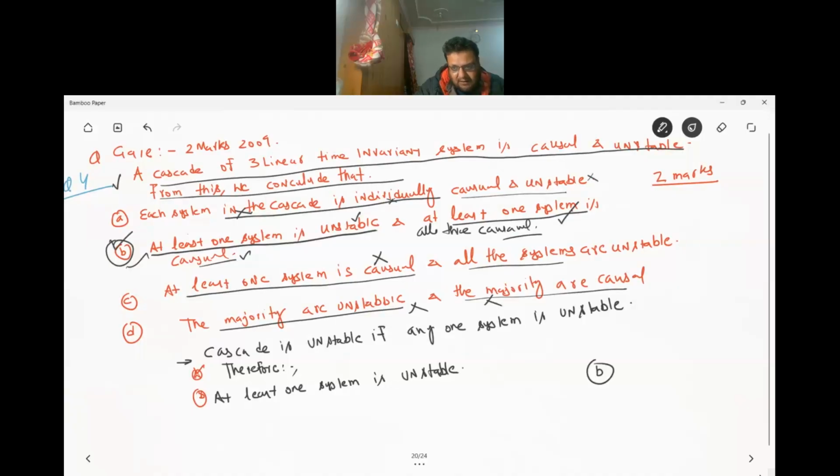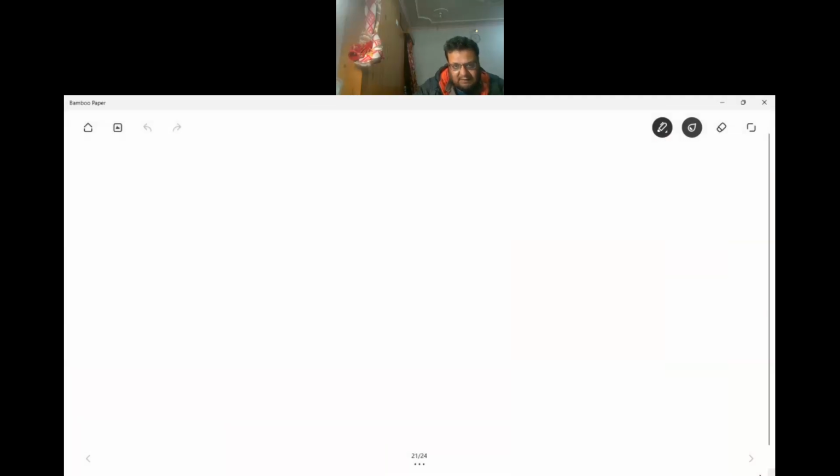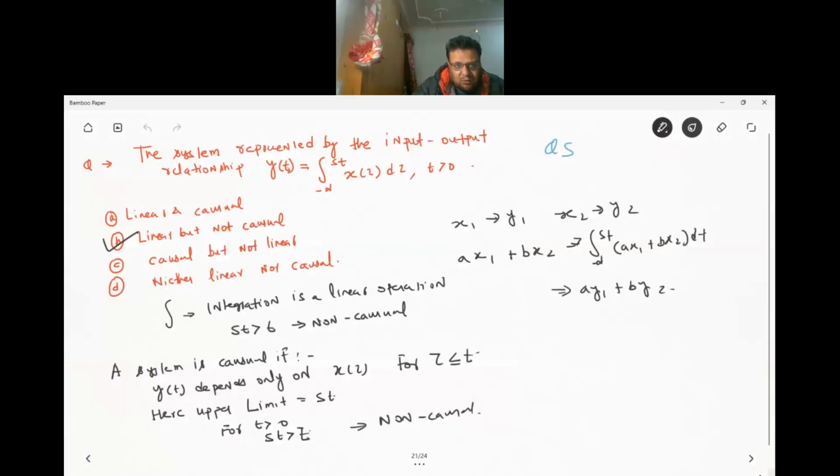At least they are using English here. So the option B. You have to be careful with reading. That's why they have asked it for 2 marks. Now the system represented by the input output relation. Now come on, it's a 2 minutes question.